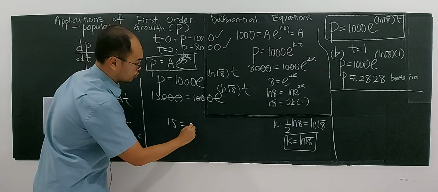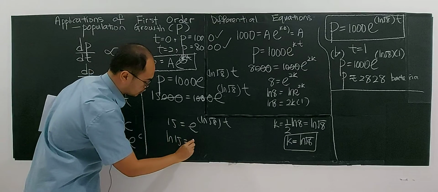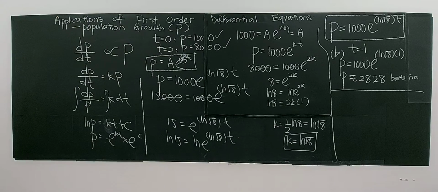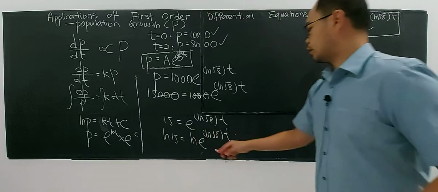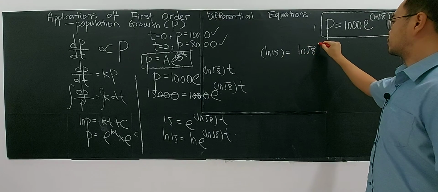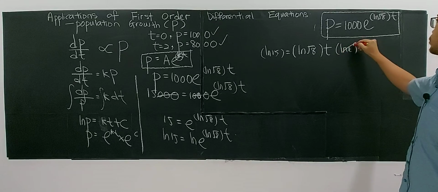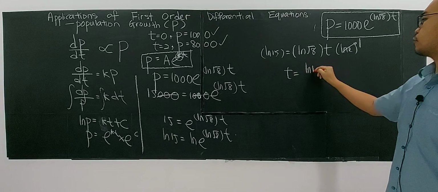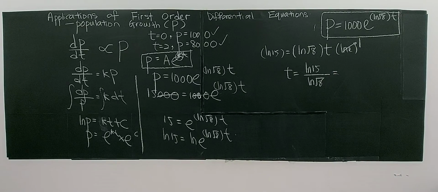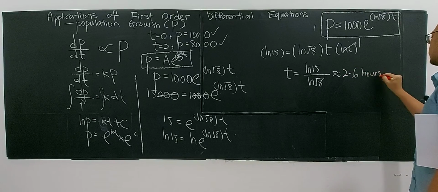So we have 15 equals exponential ln square root of 8 t. We want to bring this down, so we have to put ln on both sides. Ln 15 equals ln e to the ln square root of 8 multiplied by t, right? As we can bring this forward, ln e will be 1. So the time taken for the population to become 15,000 is ln 15 divided by ln square root of 8, which gives you around 2.6 hours.